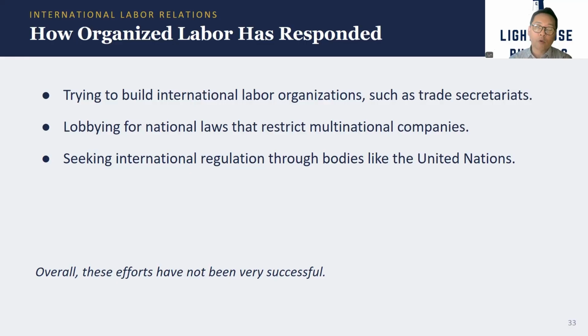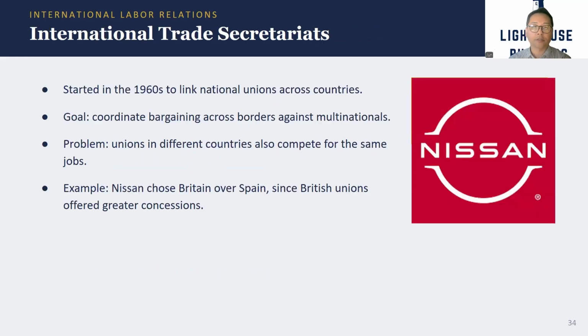Overall, these efforts have not been very successful. Let's look more closely at why, starting with the International Trade Secretariats. In the 1960s, organized labor began building international trade secretariats, meant to provide worldwide links between national unions in the same industry. The long-term goal was to bargain transnationally with the multinational firms, coordinating pressure across many countries at once.